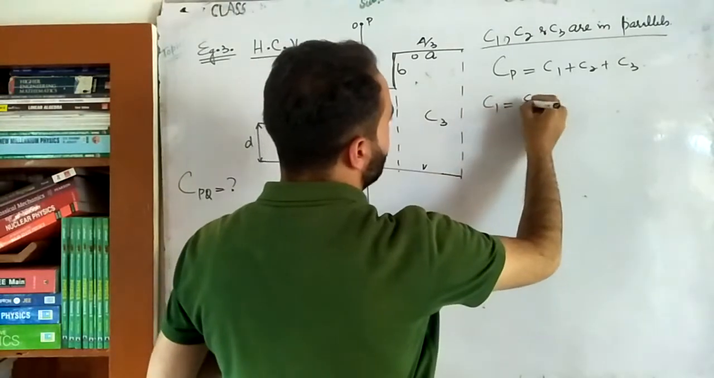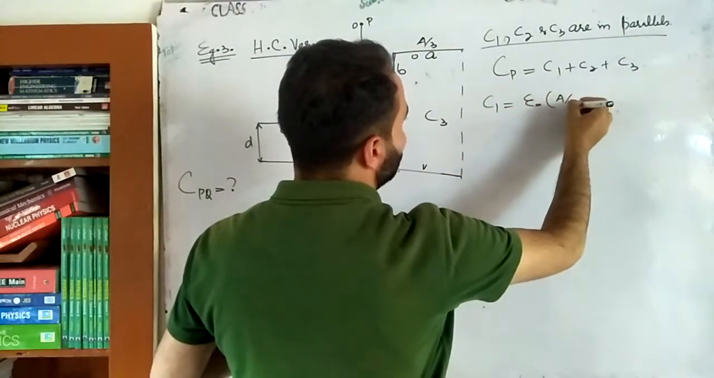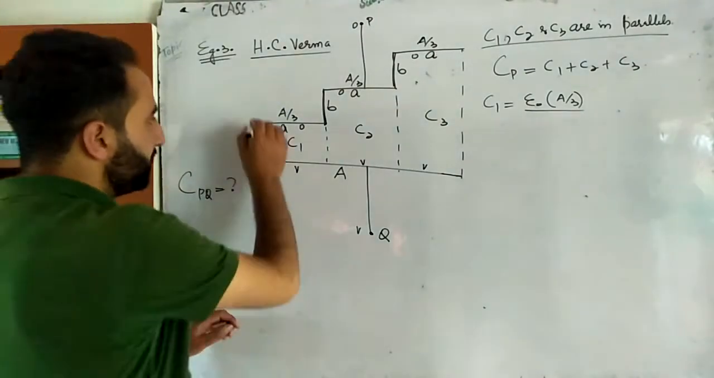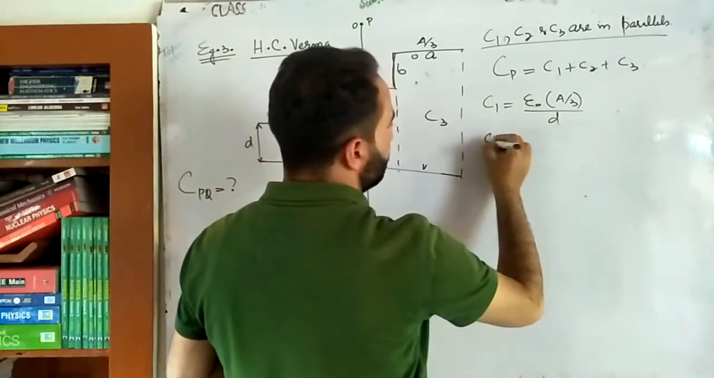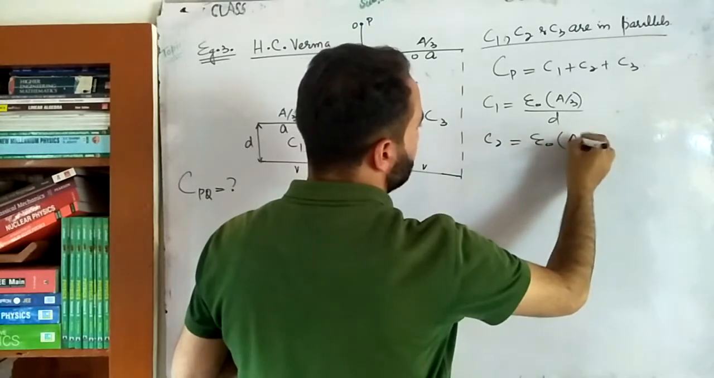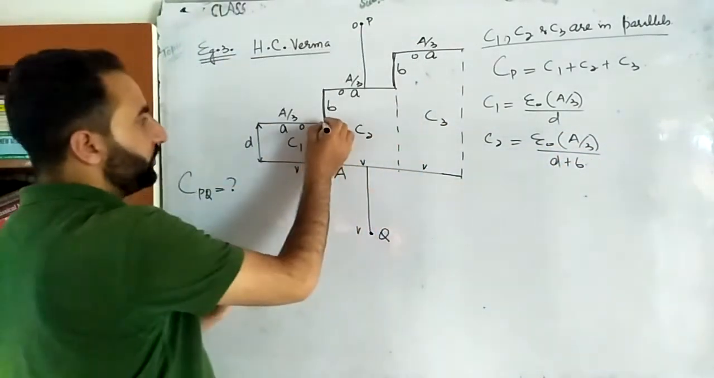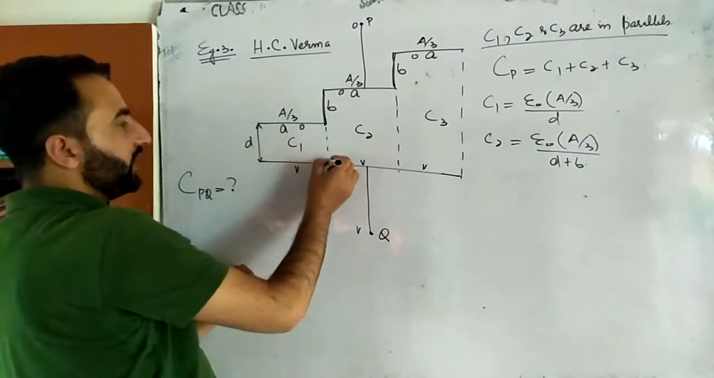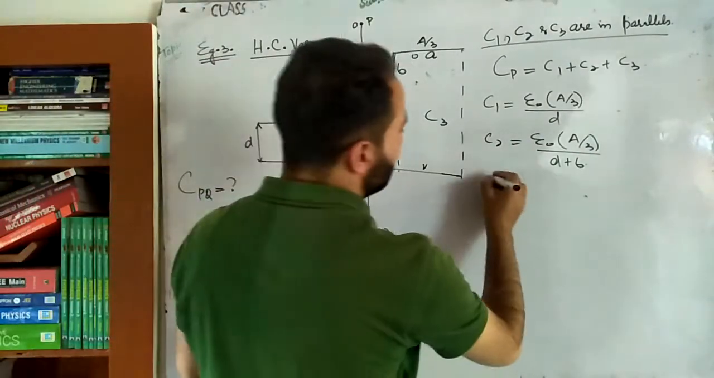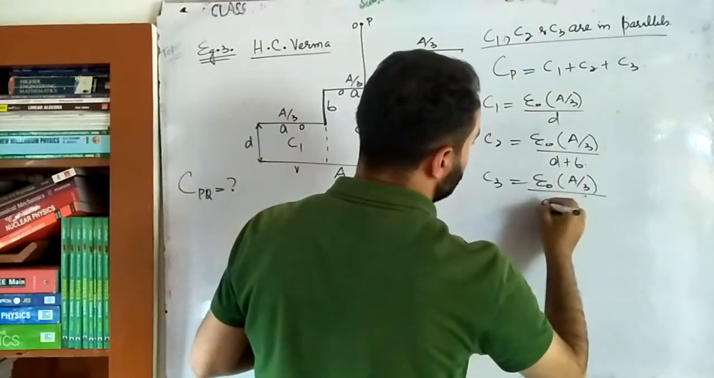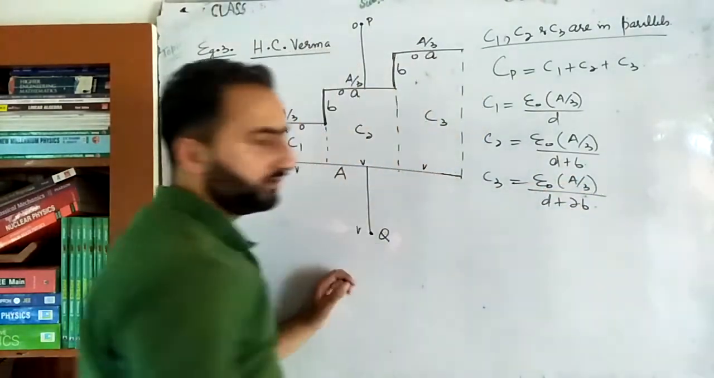Now C1 will be equal to epsilon naught multiplied with its area, that is A by 3. ठीक है ना बेटा? Epsilon 0 multiplied with area divided by width, that's D. Okay, then C2 will be equal to epsilon naught multiplied with its area, which is also A by 3, divided by width D plus B. From here to here this is D, from here to here it is B, so the net width is equal to D plus B. Then C3 will be equal to epsilon naught multiplied by A by 3 divided by D plus 2B. ठीक है ना बेटा?